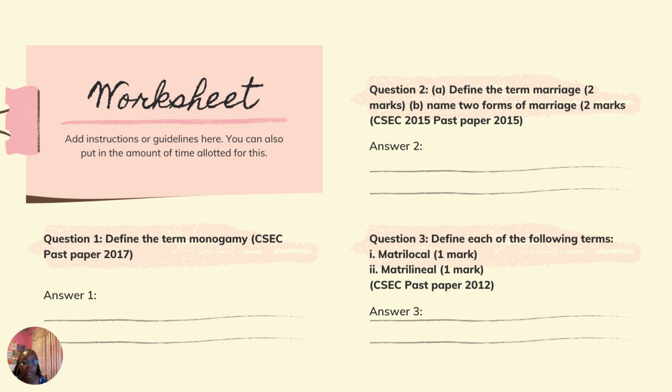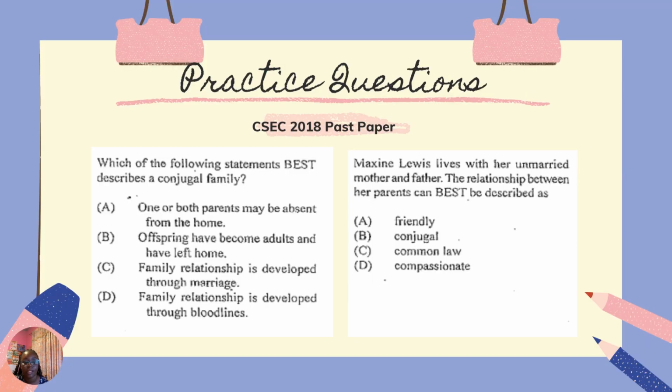Matrilineal is where the line of descent is traced through the mother's side of family. Let's now look at some multiple choice questions. These should be quite easy for you. The first question is, which statement best describes a conjugal family?